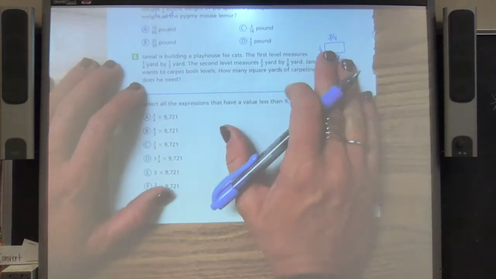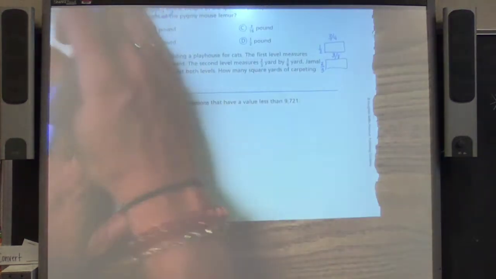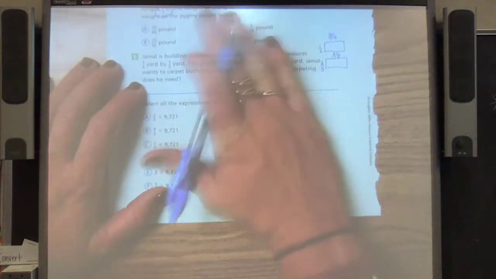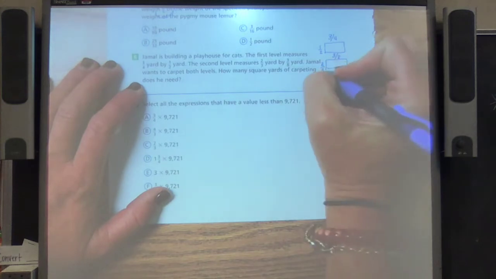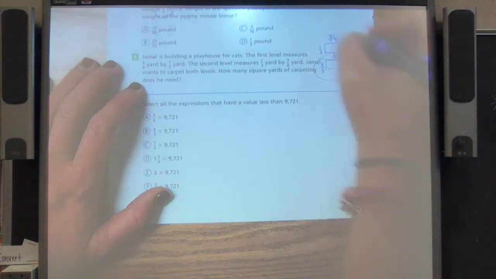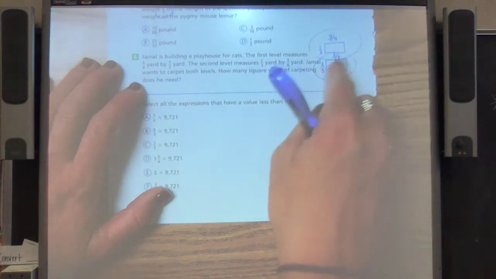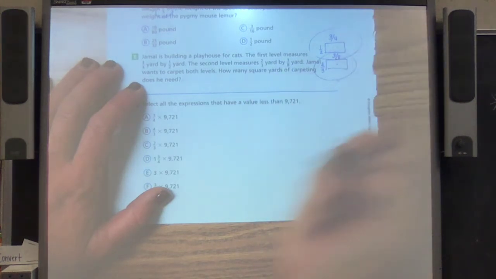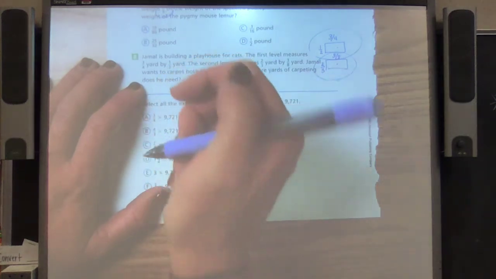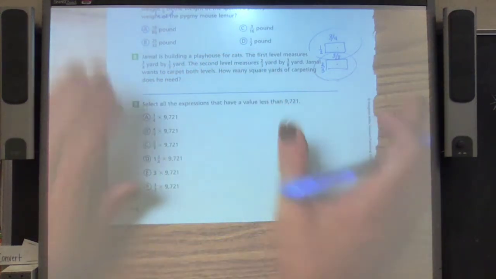So remember, carpet is that flat. If you put carpet in a house, you're just having to worry about the floor, the length and the width. So we've got the length and the width for the first floor and the second floor. So not only are you having to figure out what that area is, but you've got the area here and here. So I also want you to work that one out, show that work on how you get it.